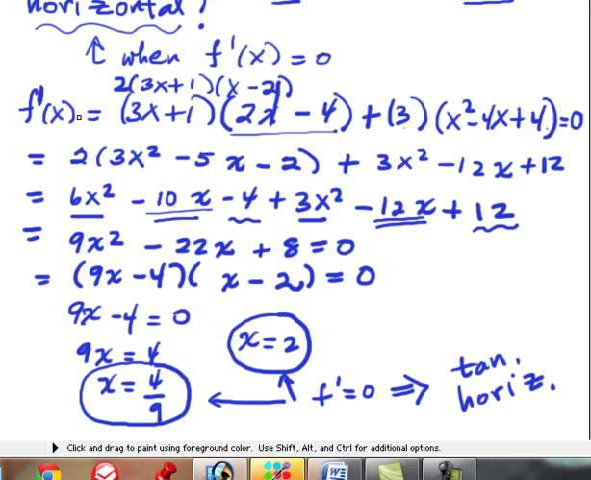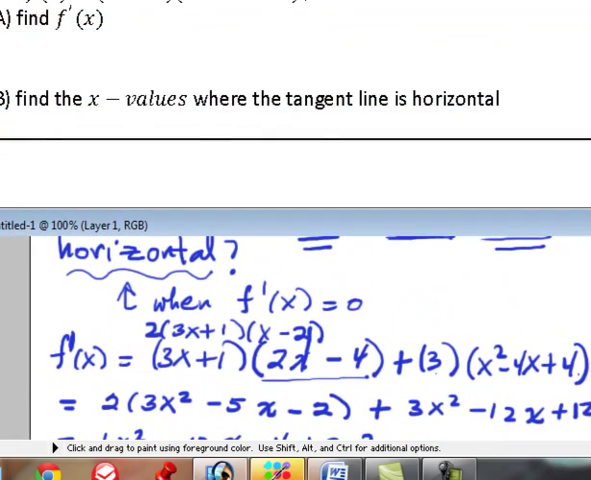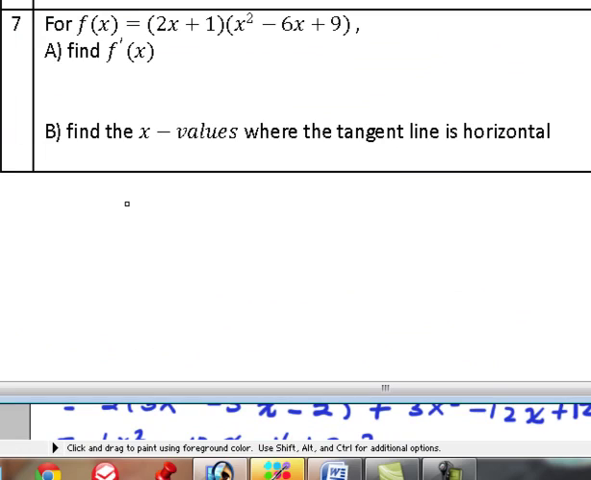Okay, so now the last problem is number 7. So let's get that up here. Here's number 7, so you can copy that and go ahead and do the last problem now.